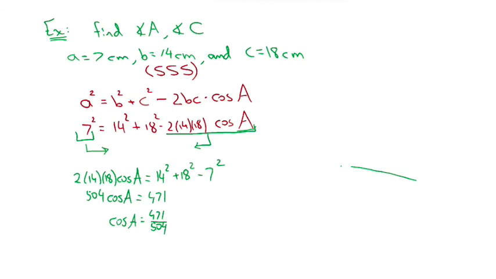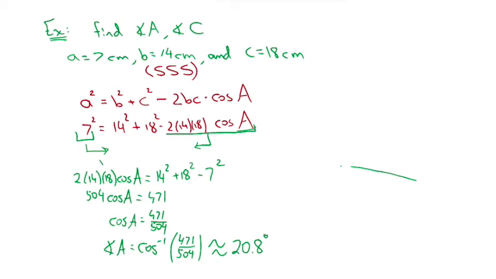And then what? You find out what that is. How? So the measure of angle A is equal to, what function would I use? Cosine inverse of 471 over 504. By the way, you know you made a mistake if the numerator is bigger than the denominator, because the cosine can't be bigger than 1, and you cannot have a triangle in this situation. So this is approximately 20.8 degrees.